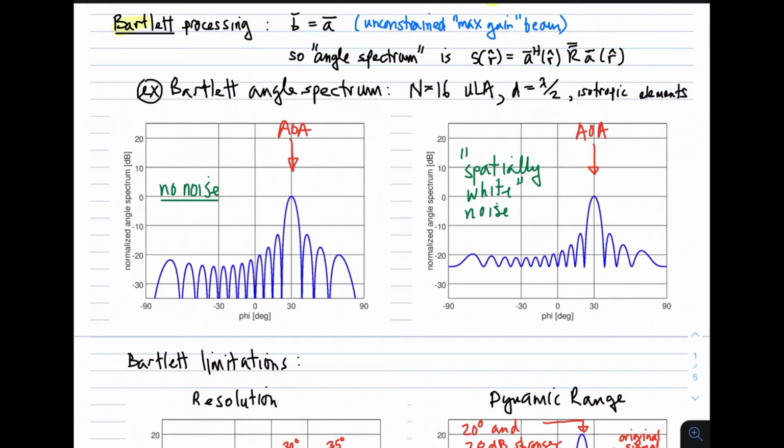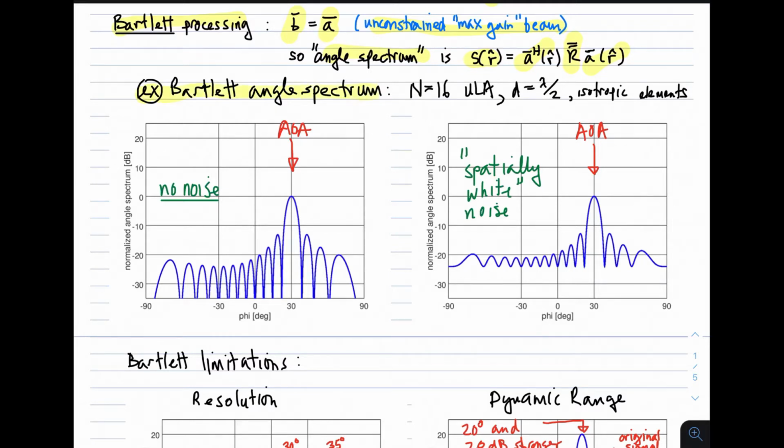Now for Bartlett processing, the beamformer vector is simply the steering vector. So it's the simplest thing you can imagine doing. Some might refer to this as unconstrained beamforming. Some people might refer to this as max gain beamforming. And some refer to it as Bartlett beamforming. These terms generally mean the same thing. In this case, the angle spectrum, that is S as a function of look direction, is given, as always, by the spatial covariance matrix, but in this case, left and right multiplied by the steering vector, because the steering vector is the beamforming vector in the case of Bartlett processing.